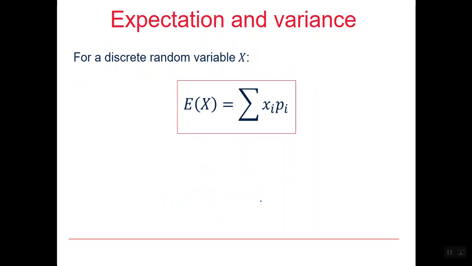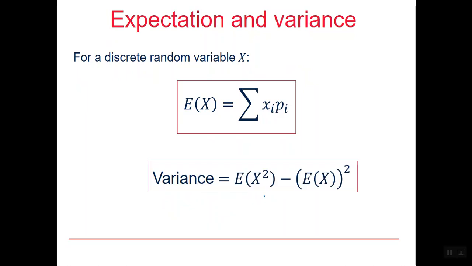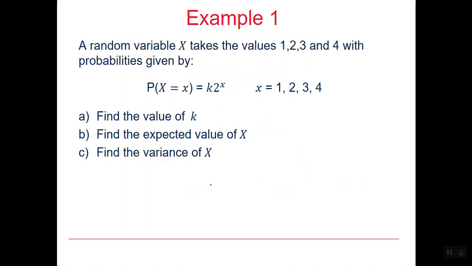So just to summarize, we have these two main formulae, and these will help you to calculate the expected value of the random variable, and it'll also tell you the variance, which indicates how spread out our probability distribution is. We're now going to look at an example, and in this case we've got our random variable capital X, and it can take the values 1, 2, 3 or 4.